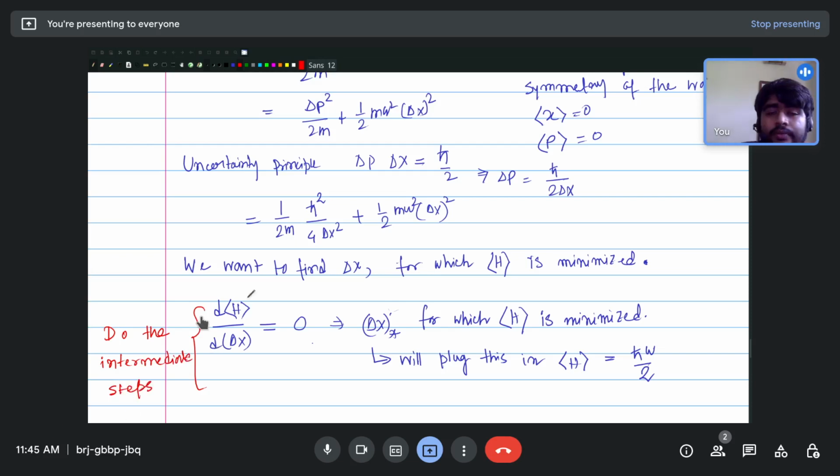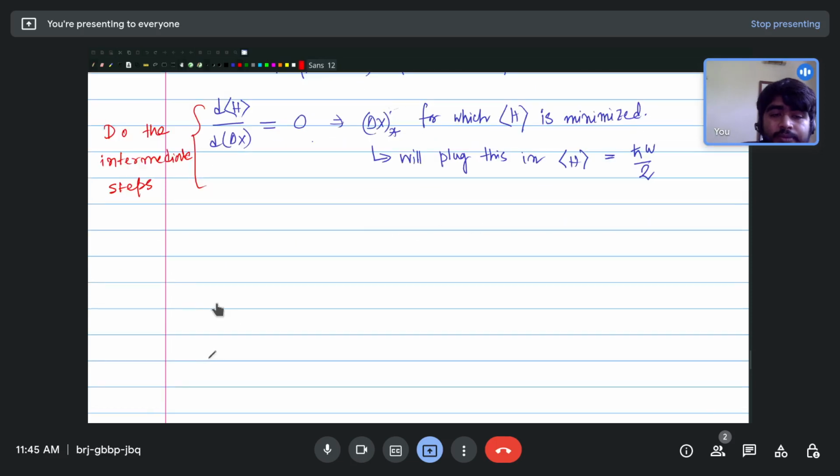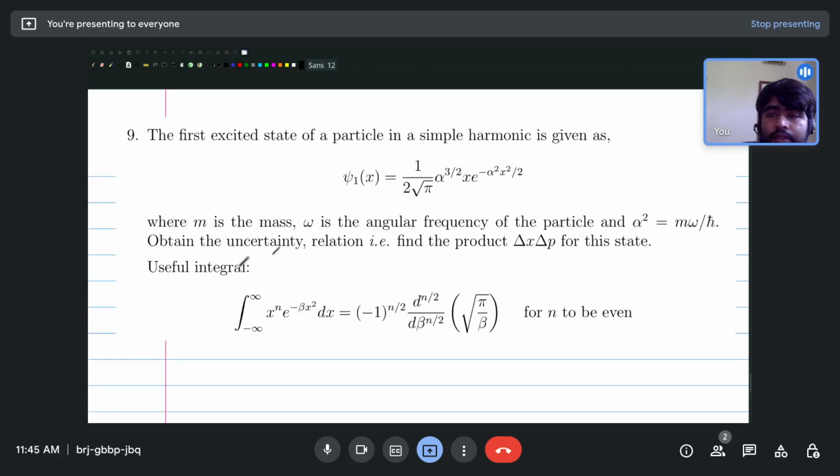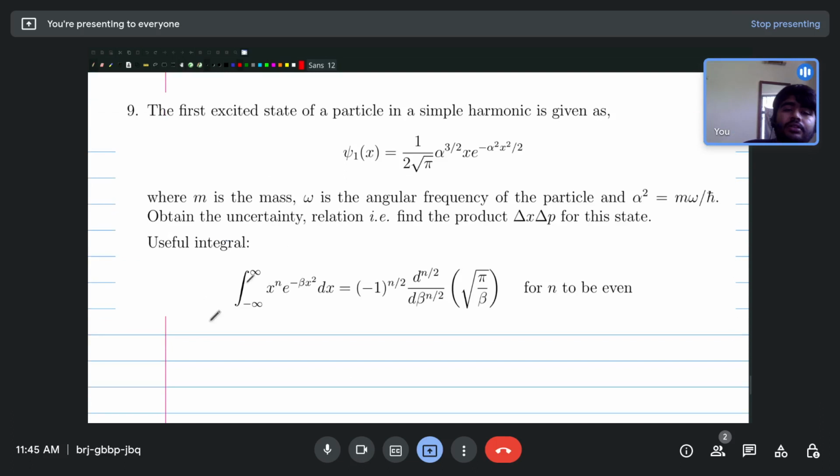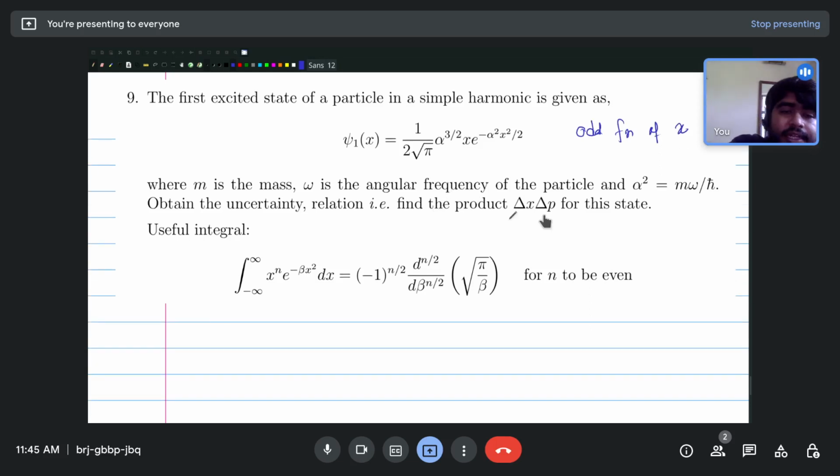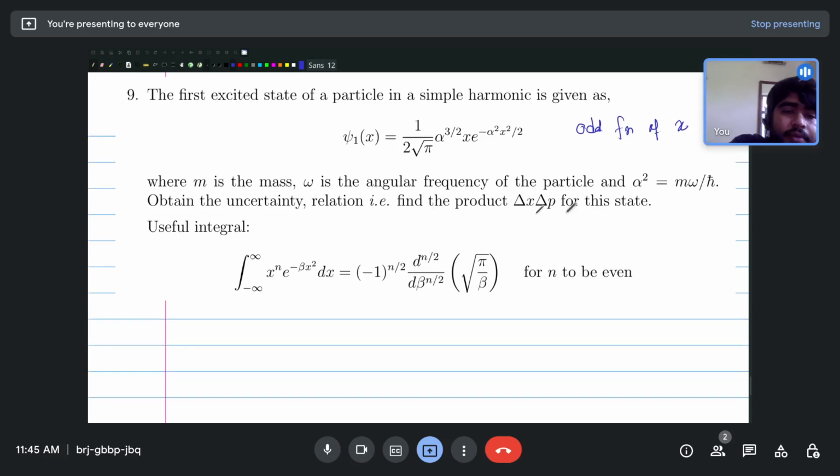Okay, so let's move on to the next problem. The next problem talks about the first excited state of a particle in a simple harmonic oscillator, which is given by this. You can look at this and see that this is actually an odd function of x. Now you are asked to calculate delta x, delta p, and their product.